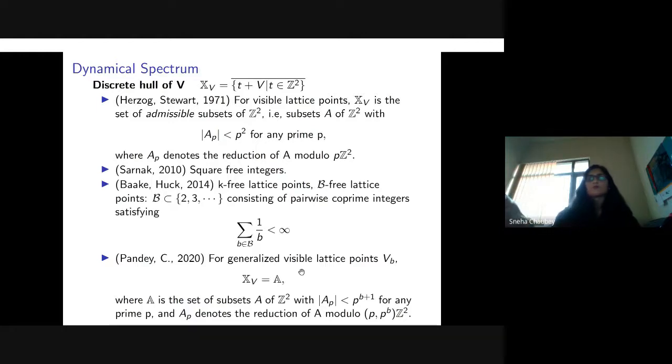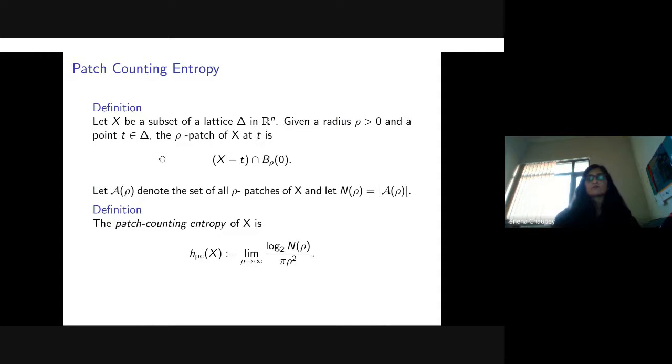Okay, so why is this discrete hull important? We will come to that in a moment. But before that, there is another topological property which I would like to define here.